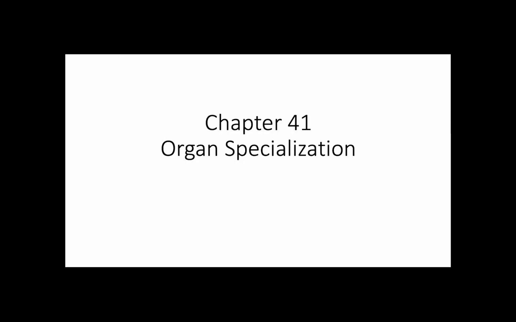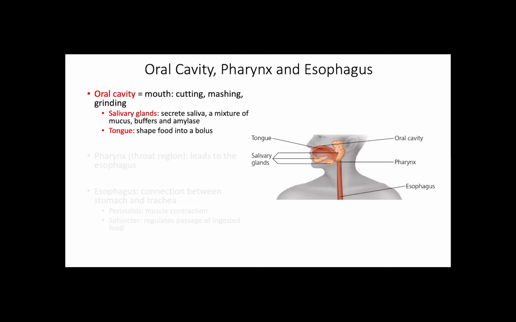In this video, we will explore the digestive system and how different organs are specialized to complete the process of digestion. Let's start at the top of the digestive system, where we can identify three major organs: the oral cavity, the pharynx, and the esophagus. The oral cavity is what we usually refer to as the mouth.